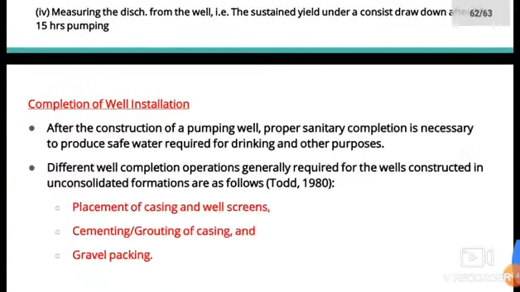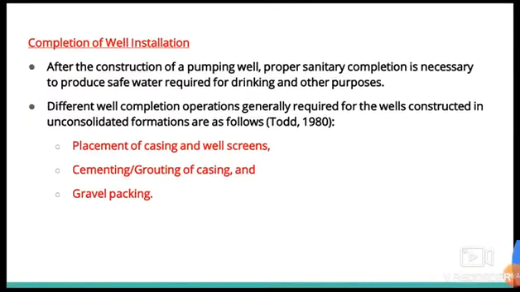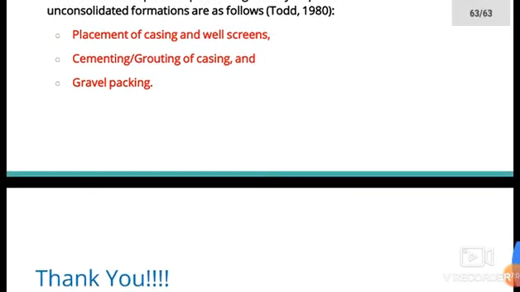Now another term which is included in this chapter is the completion of well installation. The completion of the well consists of three steps: placement of the casing and well screen, cementing and grouting of the casing, and gravel packing. These three steps together are known as the completion of the well. So you have to note this point, it may be asked in your exam.